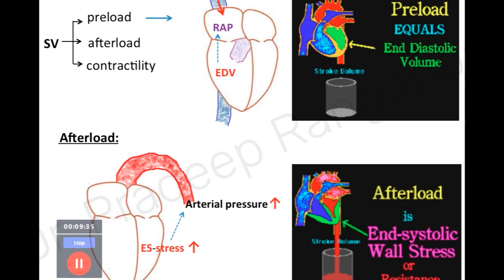These two things every trainee can entrench in their mind: preload is end diastolic volume and afterload is end systolic wall stress. The resistance against which the left ventricle has to work and the stress that it takes is what determines the afterload. Why are these two important? Because stroke volume is simply the difference between end diastolic volume and end systolic volume. That is why we need to understand which anatomical areas of the heart influence the preload and afterload.